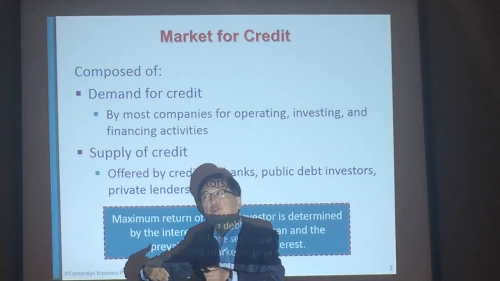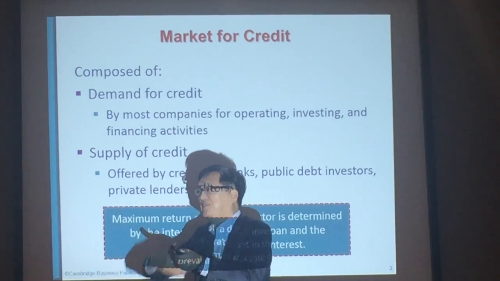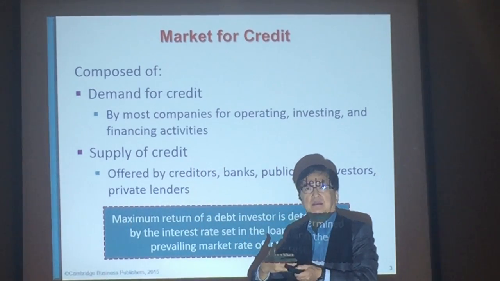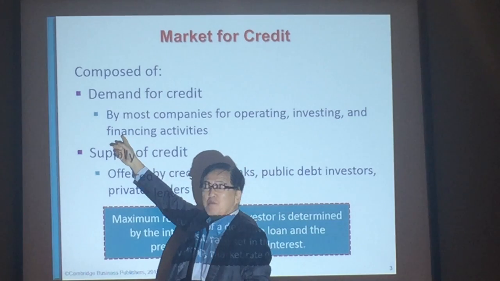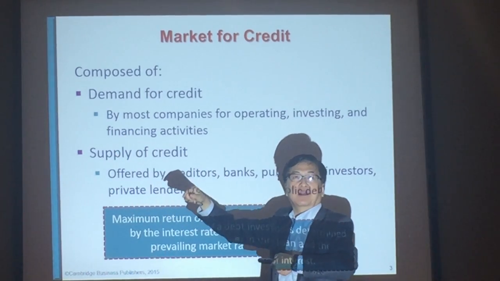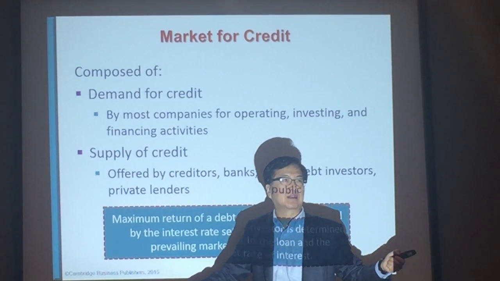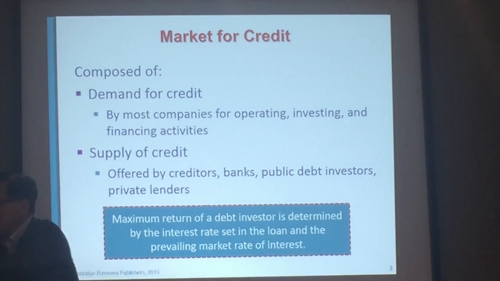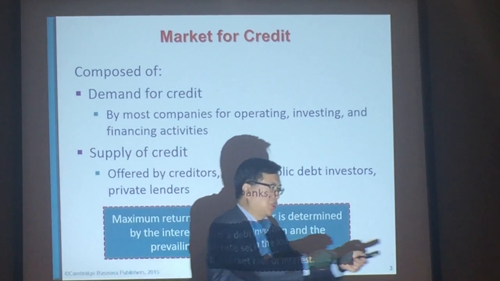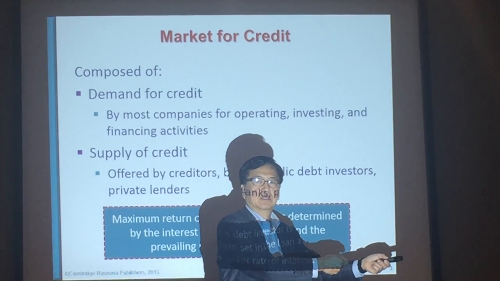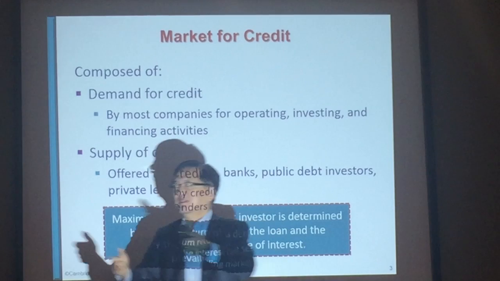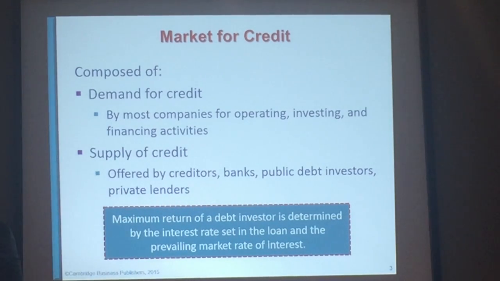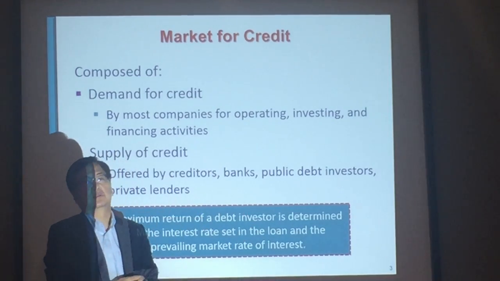You are either replacing an old debt with a new debt, or you borrow money to pay dividends. You borrow money from the bank and pay dividends to shareholders. They are diverting creditor funds to shareholders.